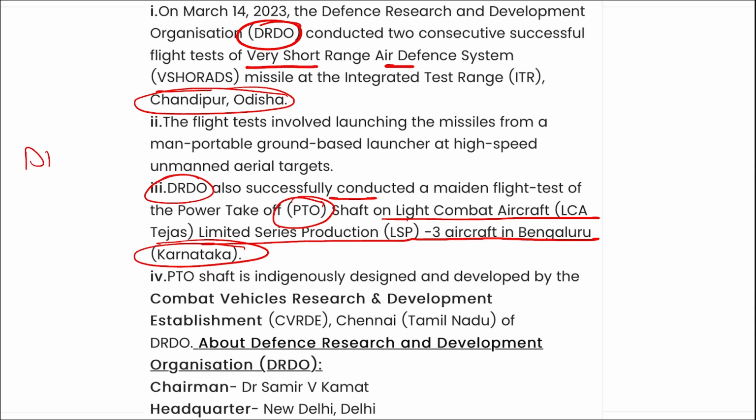Then if we talk about DRDO, who is the chairman? Dr. S.V. Kamat, and the headquarters is in New Delhi.